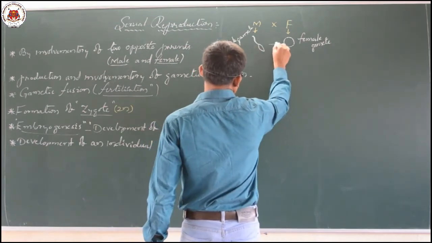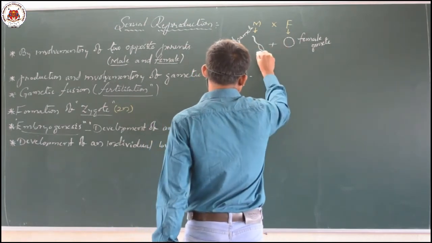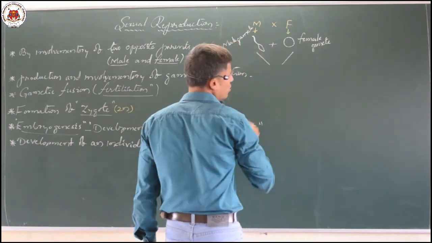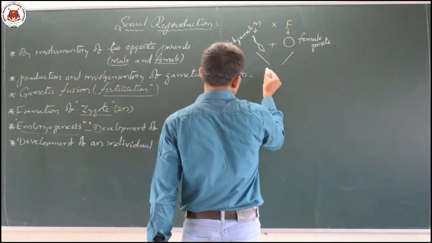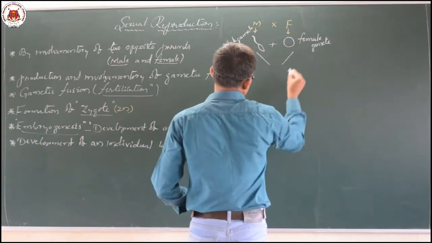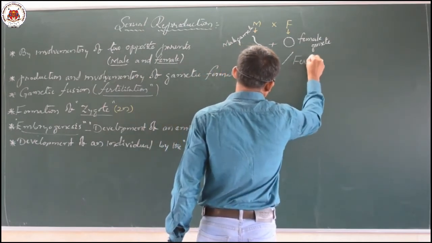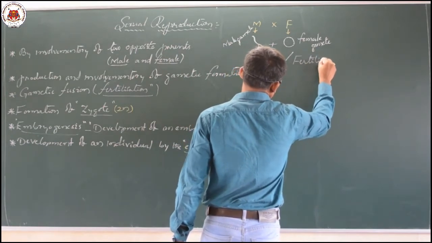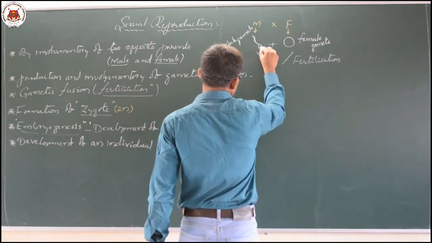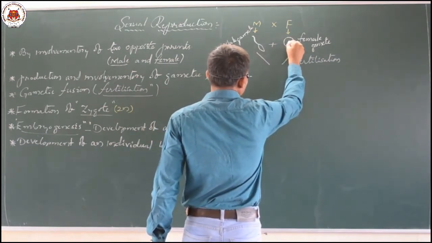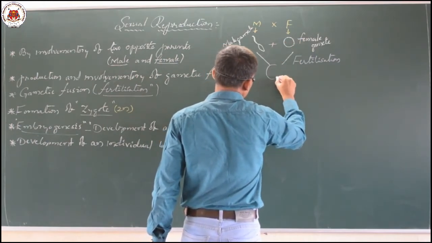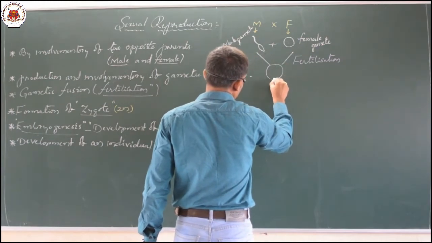Now, as a result of these two, during the time of fertilization, they will be fused to form a gametic fusion condition. That gametic fusion condition we call fertilization. By the result of fertilization, the male gamete interacts with the female gamete to form a diploid cell. The diploid cell we call a zygote.